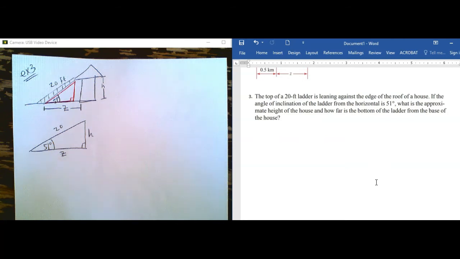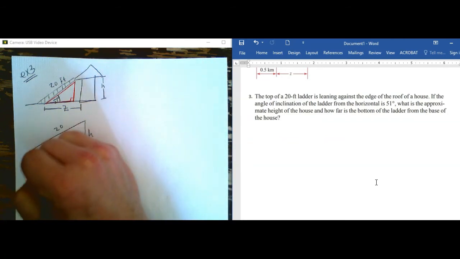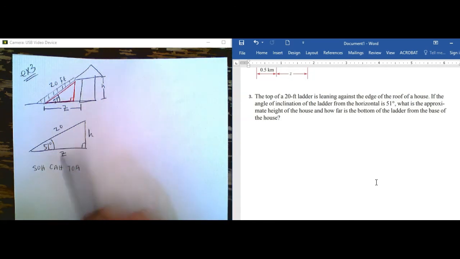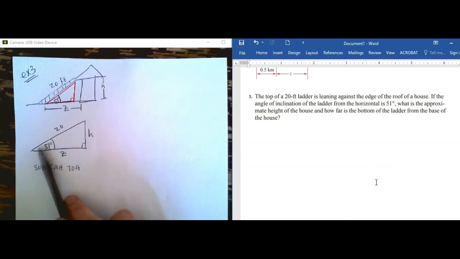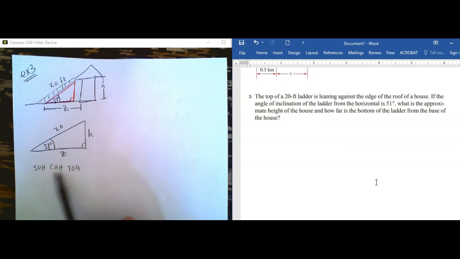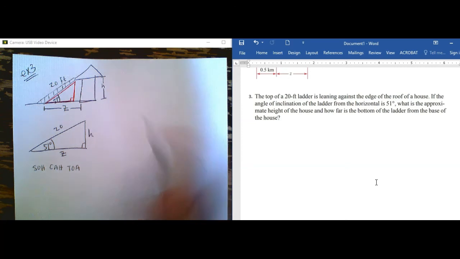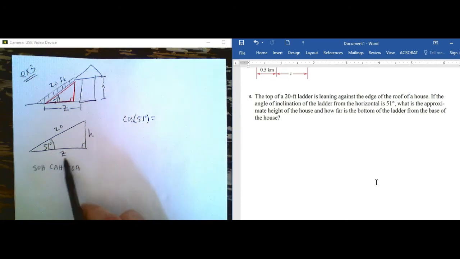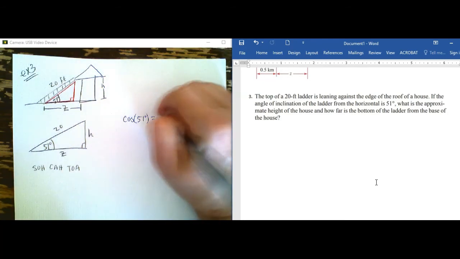We can do this if we think about our SOHCAHTOA. We can find either h or z first, it doesn't matter, but let's go for z. So z represents the adjacent side, and we know the hypotenuse here. Looking for the adjacent, we have the hypotenuse, so the cosine function helps us out. To find z, we'll use the cosine. The cosine of that angle, 51 degrees, must equal adjacent over hypotenuse, z over 20.